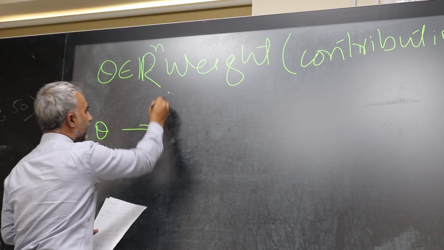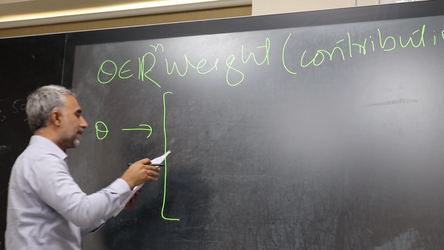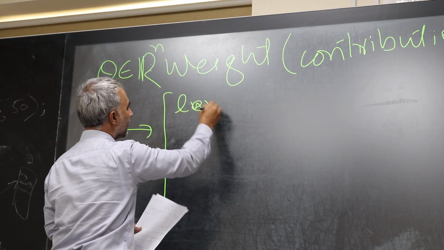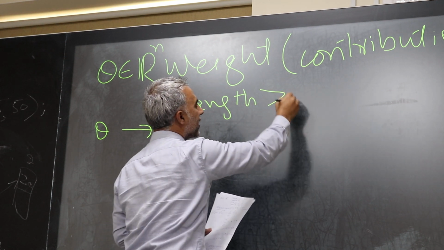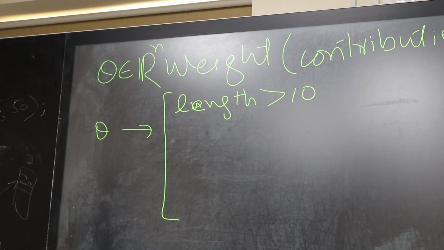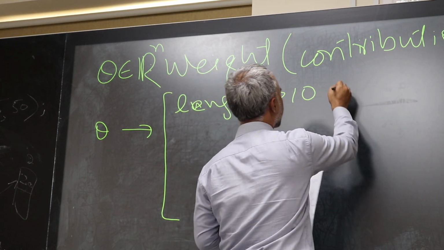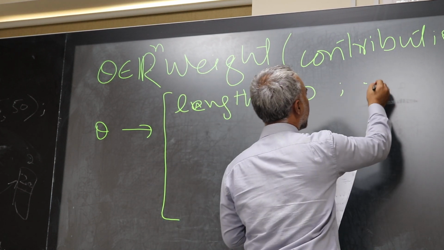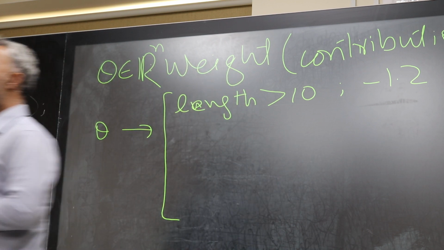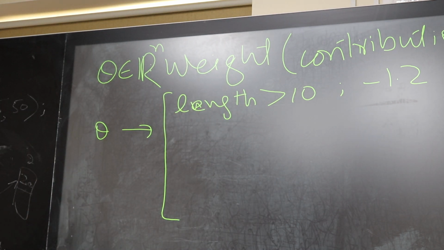I said the length must be greater than 10. In this situation, the weight value should be, you can say, minus 1.2. Usually an email may not have a very big thing, because the alphabet can be different. So the situation is like this.